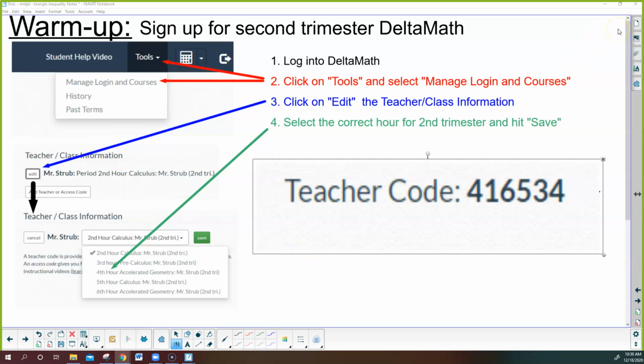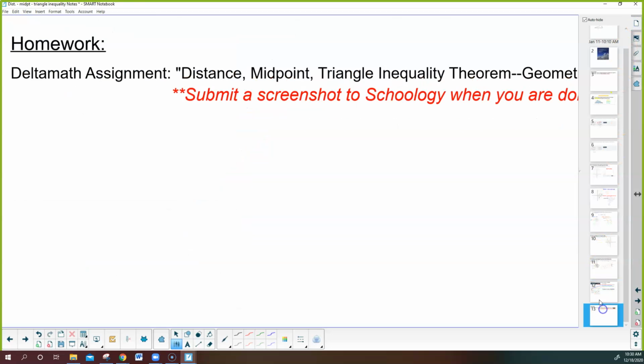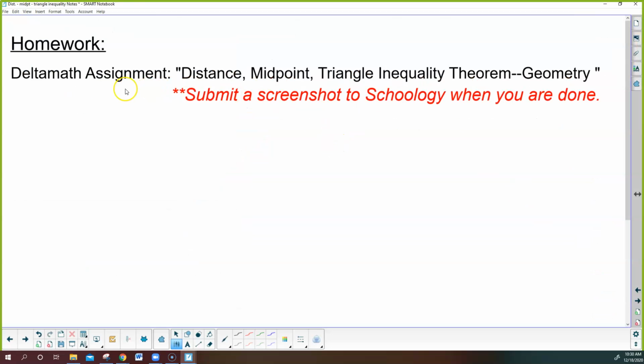Okay, so here's what I'd like you to just know. Your homework tonight is DeltaMath. It's the distance, midpoint, triangle, inequality. You're going to submit a screenshot to Schoology when you're all done, showing me that the final slide was completed. If you got all that and you have no problems logging on to DeltaMath, then you can leave. But right now, I only have 1, 2, 3, 4, 5, 6 people who are officially logged in. So you 6 people can leave, and I don't want the others to leave until you officially have signed up.